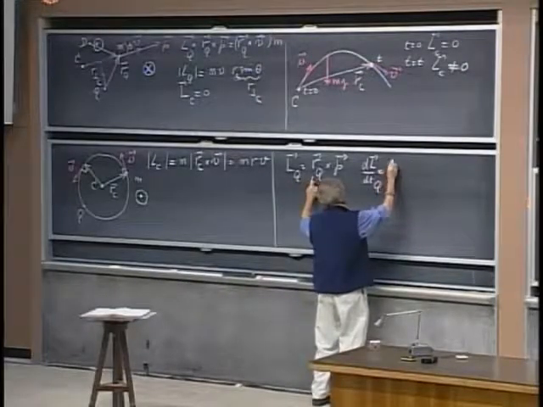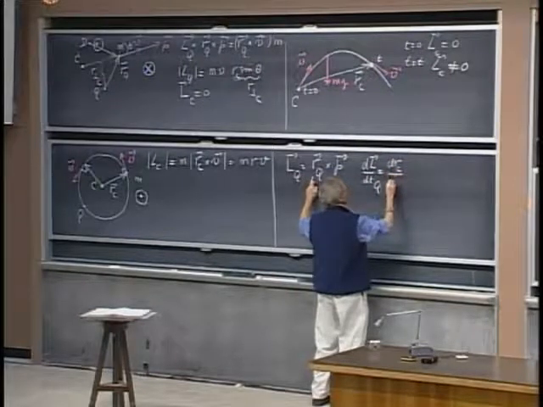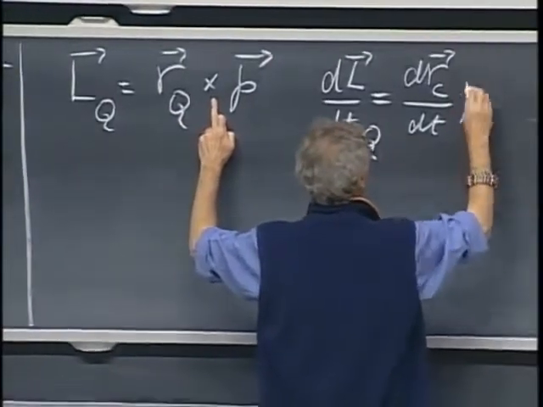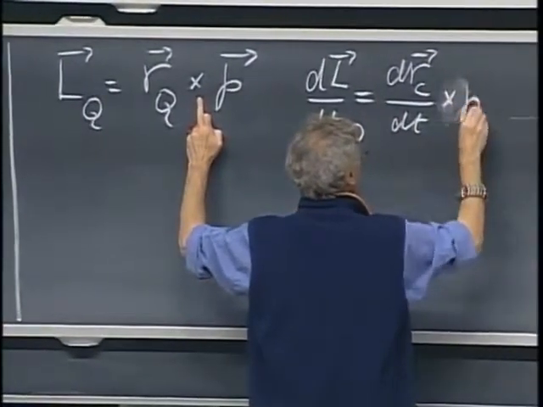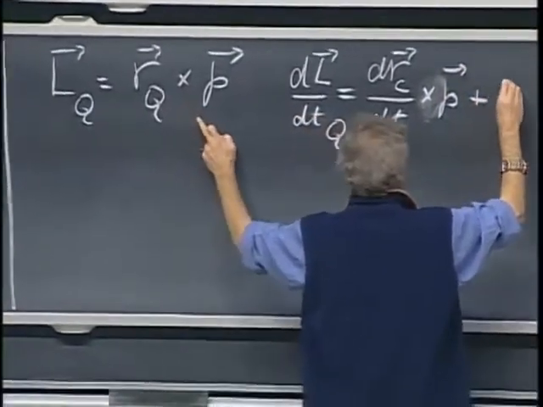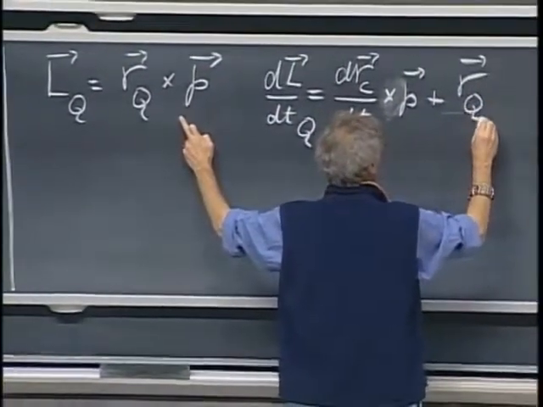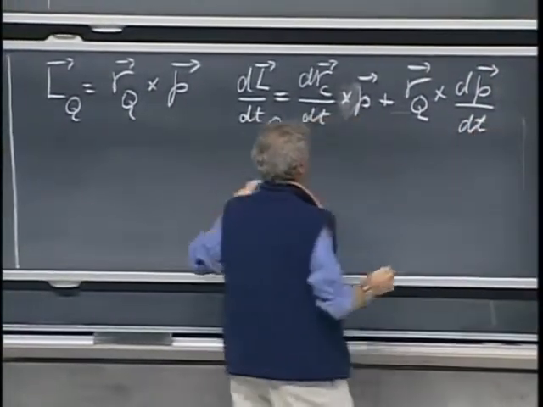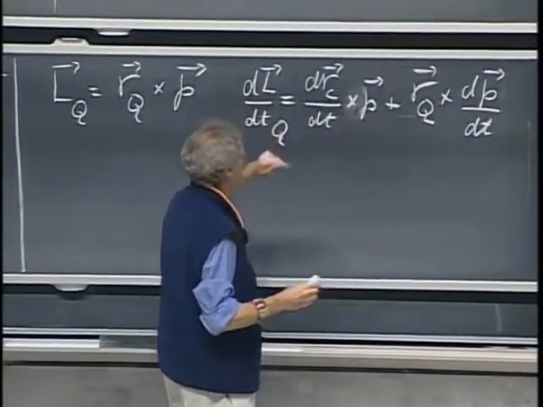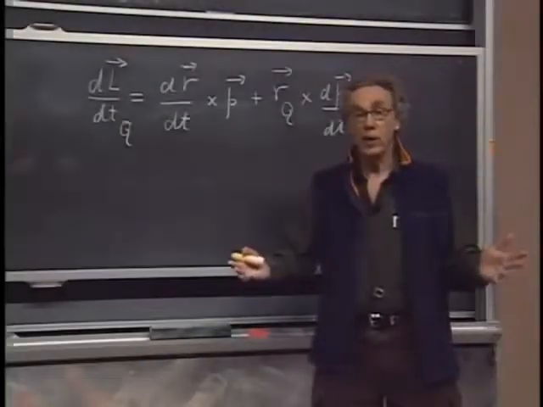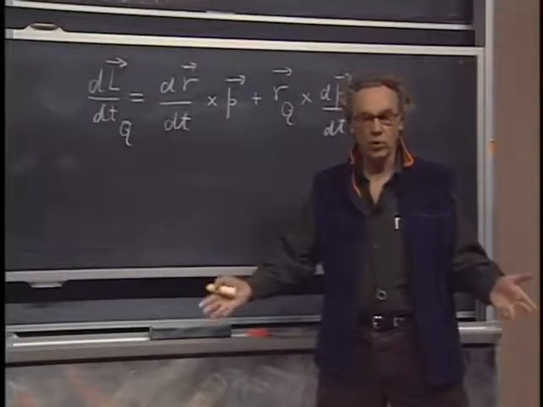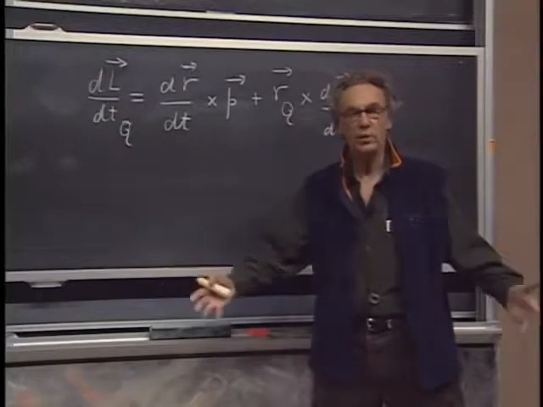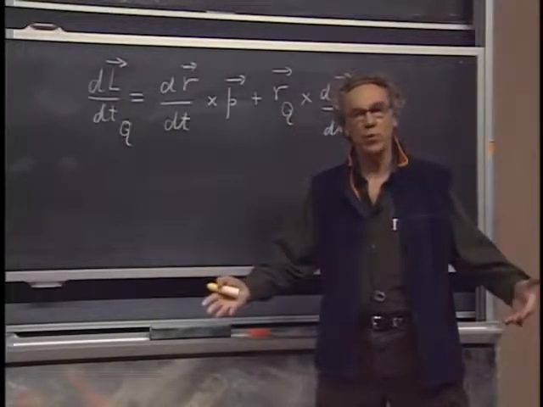That is going to be dR/dt, excuse me, cross P plus R of Q cross dP/dt. This is the way that you take the time derivative of a cross product. We calculate the angular momentum relative to point Q. So the index has to be Q throughout the equation. The position vector is relative to point Q.